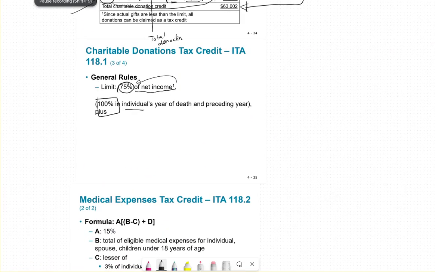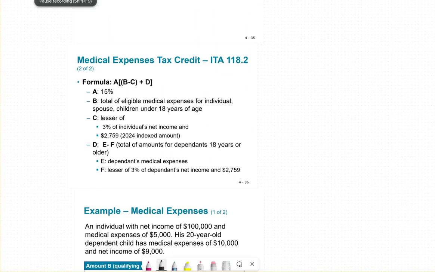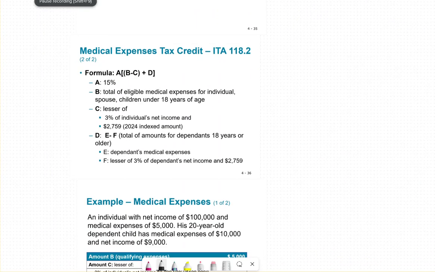Now, this is the medical expense. Sometimes some of the medical expense is not paid by your insurance company. If the medical expenses are not paid by your insurance company, we need to calculate the medical tax credit for an individual. This is the formula: A, B, C, and D. First, this is your bracket, and your A is 15%. Your B, what is your B?